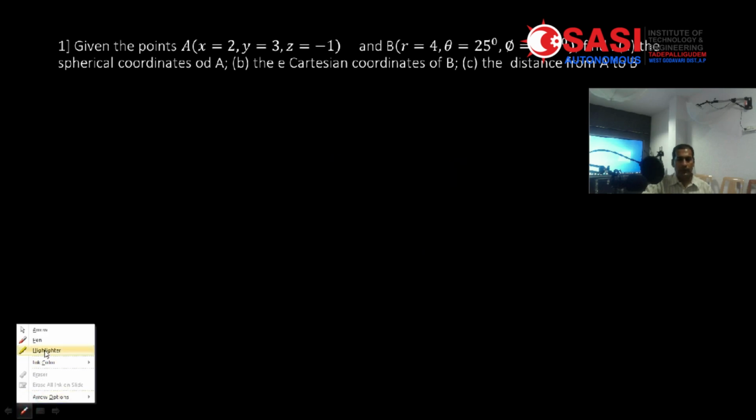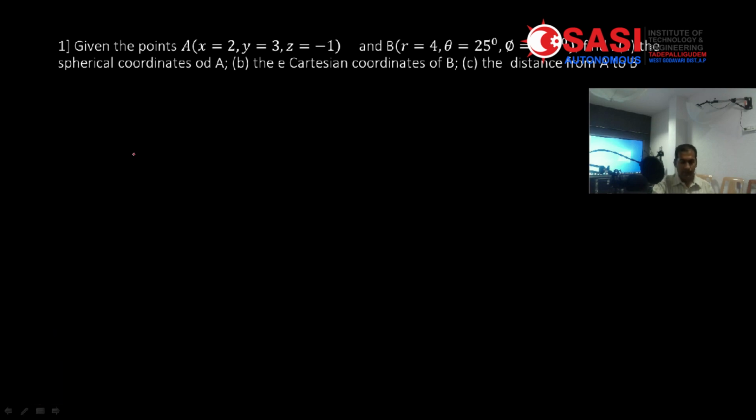Okay, now we will see the solution for the next part, B. For solving part B, we have to find the Cartesian coordinates of B. First, for finding x, we can use the simple relation: x equals r sin theta cos phi, with r equal to 4, theta equal to 25 degrees, and phi equal to 120 degrees. If we solve this, we will get minus 0.845. This will be the value of x.